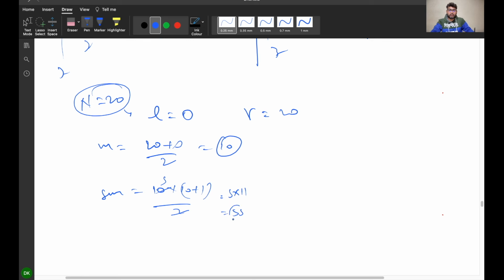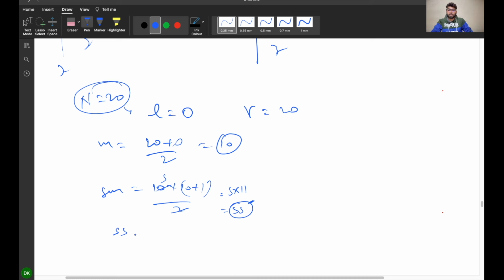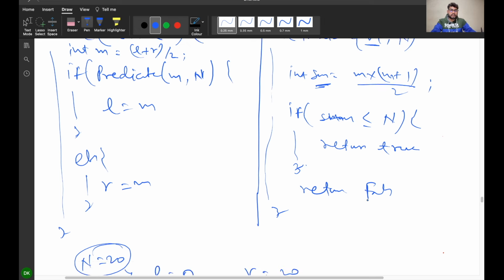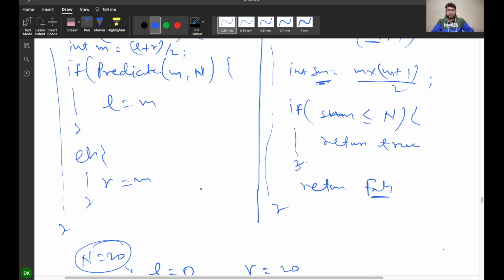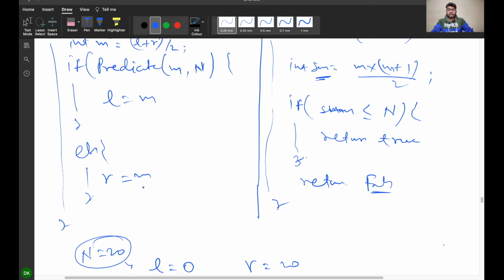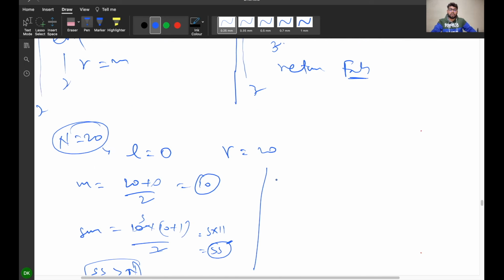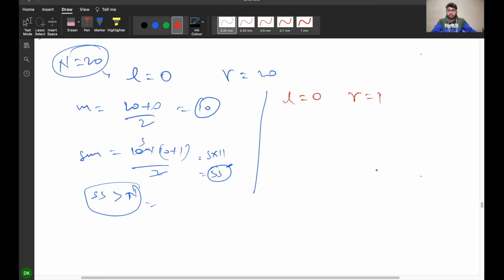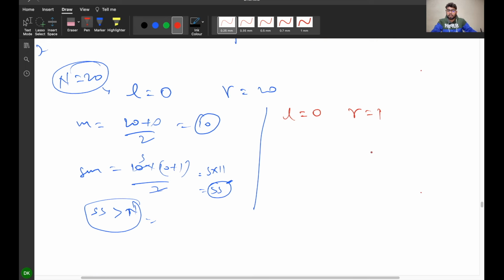that is 55. So we can see that 55 is greater than my n. My n is 20. So if 55 is greater than n, then I return false. If I am returning false, then I update my R equal to m. So my L is 0 and my updated R will become 10.